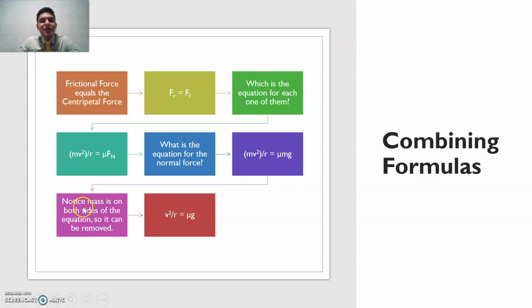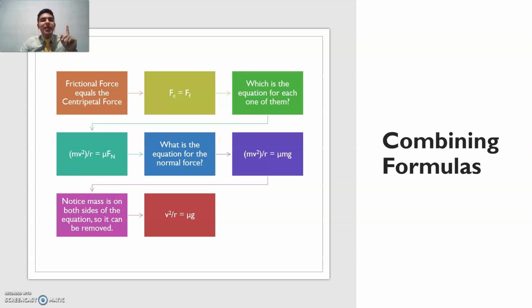After we have this, you have to notice that mass is on both sides of the equation, so it can be removed. We are going to remove mass from the left and mass from the right of our equation. And at the end, we are going to end up with the formula that you see right over here: linear speed squared divided by the radius equals the coefficient of friction times gravity. And basically, this is what we used in order to solve our last problem. So we were just reorganizing our formula, and we left our value of linear speed alone in order to find out about the values that we have right there.